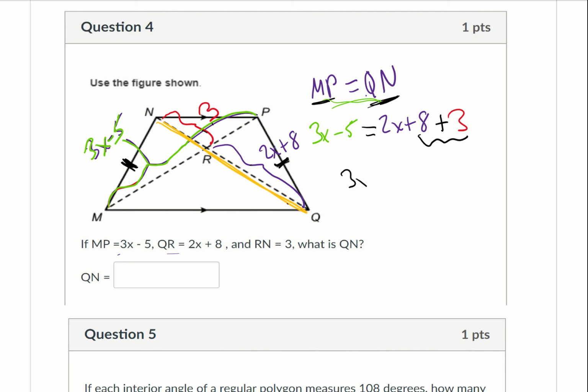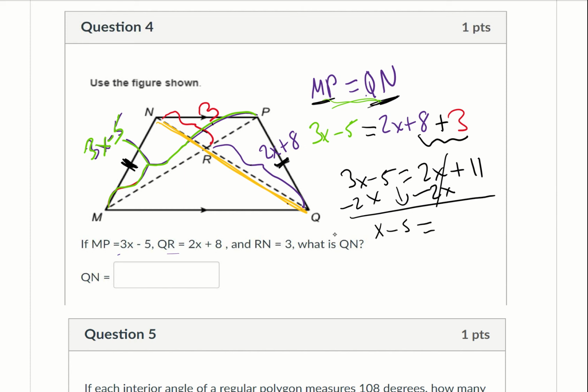So we have 3x minus 5 equals 2x plus 11. We'll combine the terms there. Then we'll subtract the 2x just to move it to the left side. 3x minus 2x is 1x minus 5. Bring this down. Don't forget to bring down the minus. Bring down the 11, and then we'll add 5 to both sides.